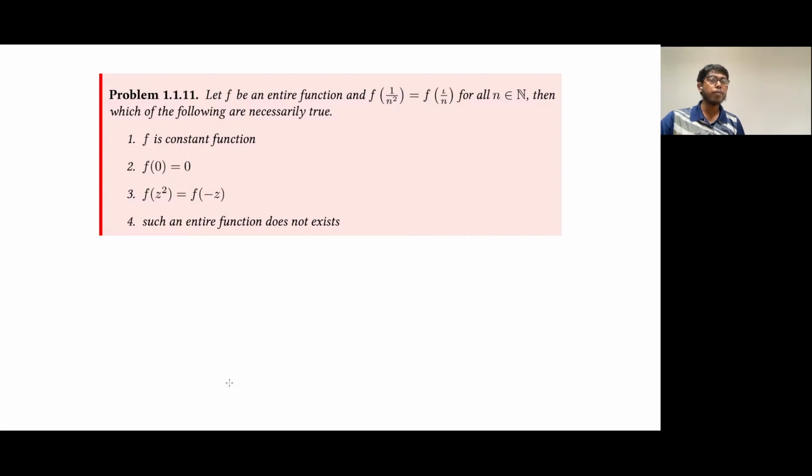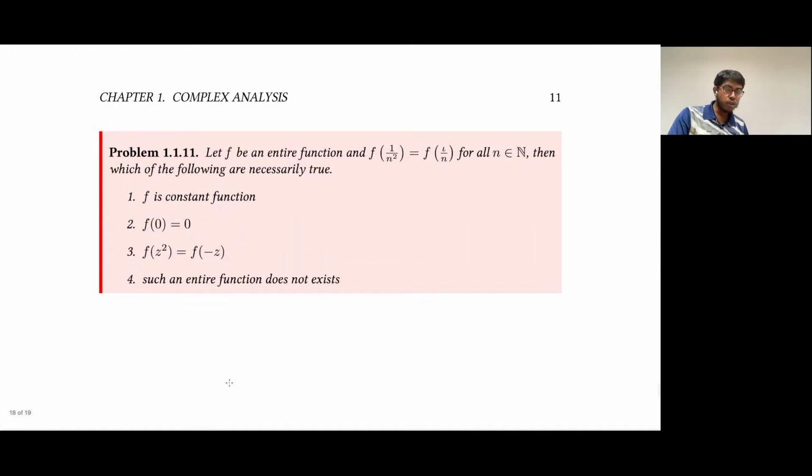That f is a constant function, f(0) equals 0, f(z square) equals f(minus z), or such an entire function does not exist. So what do you think about this problem? I'll give 2 to 3 minutes to think about this. If you have an answer, you can tell.